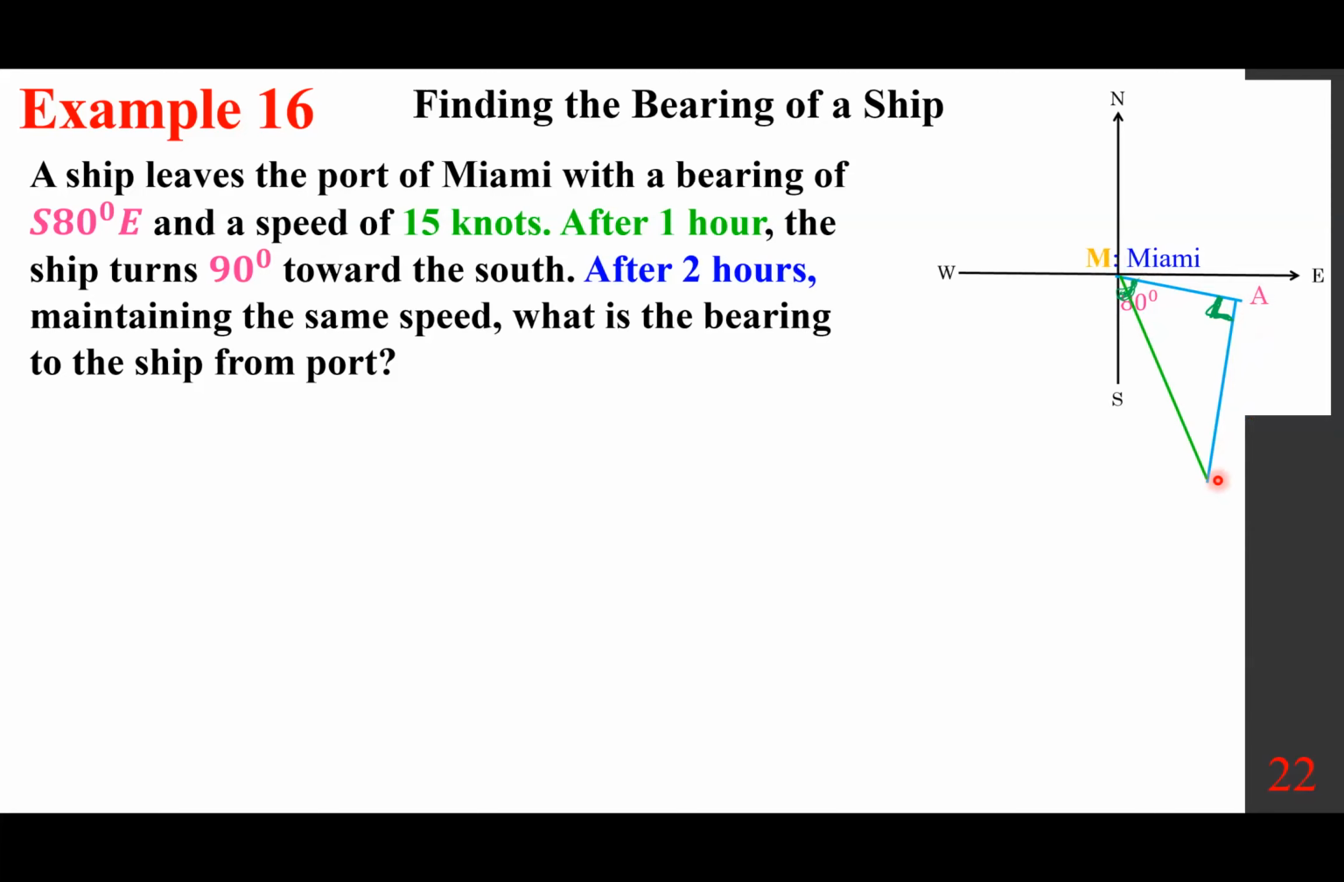We want to find the bearing of the ship with respect to the port. Okay, with respect to the port M. So what is it that we are looking for, class? If you call this point B, if you call this angle theta, then the bearing is what? South. Theta, whatever it might be, we don't know yet. To the right of it, east. So we are looking for south, theta, east. That's what we are looking for.